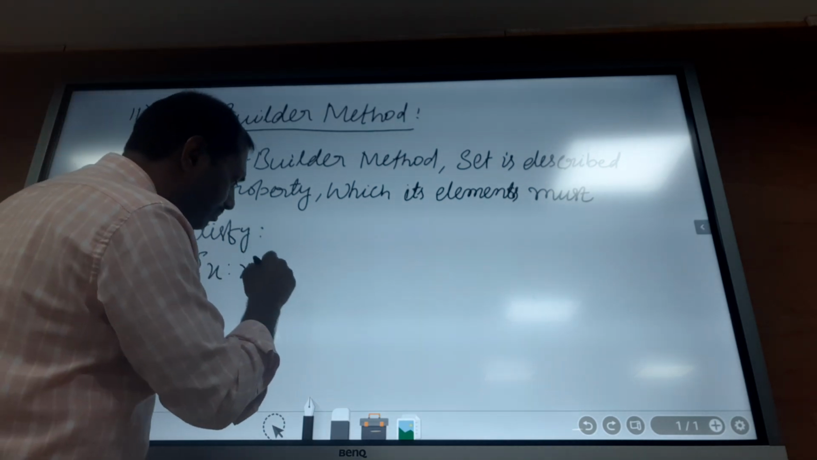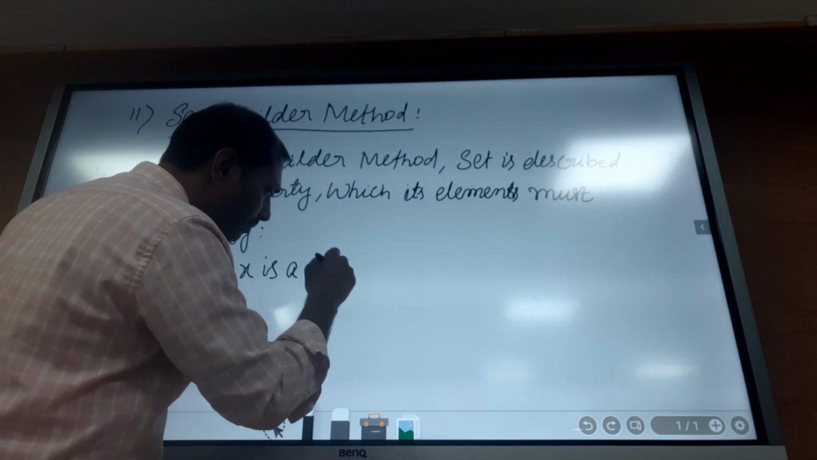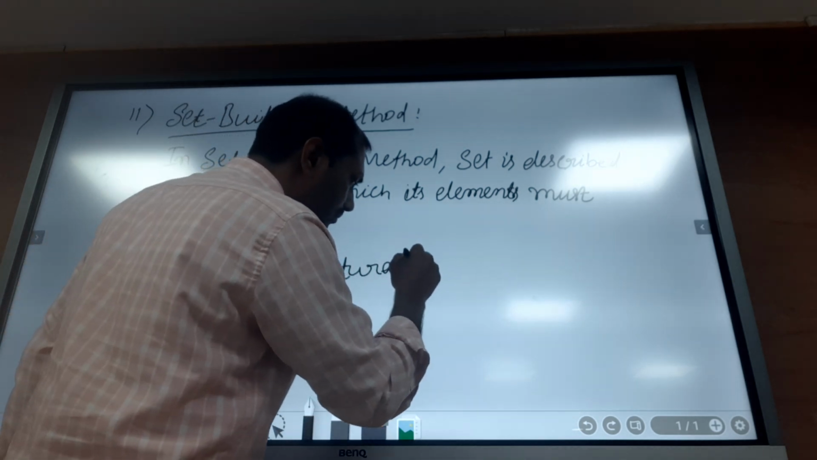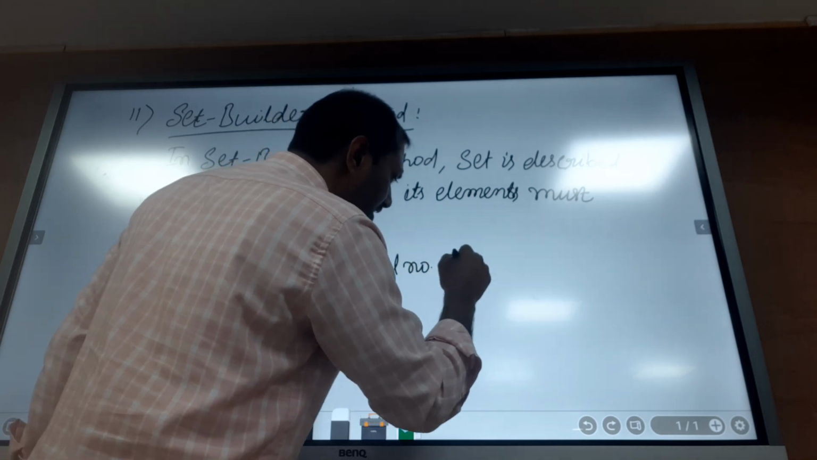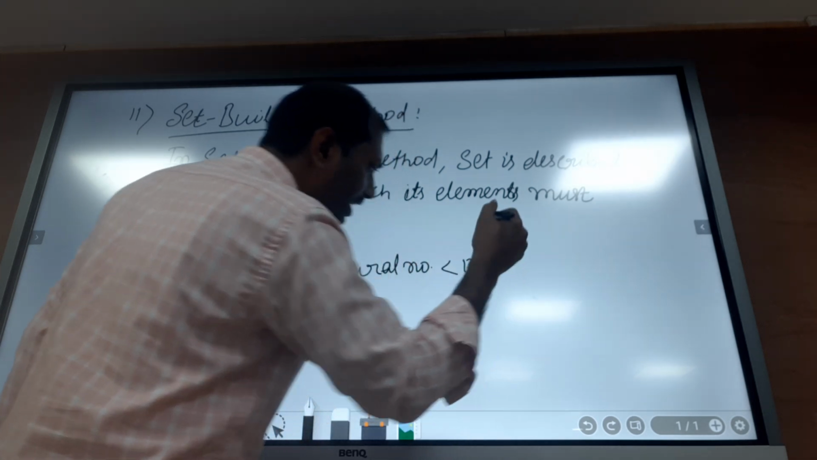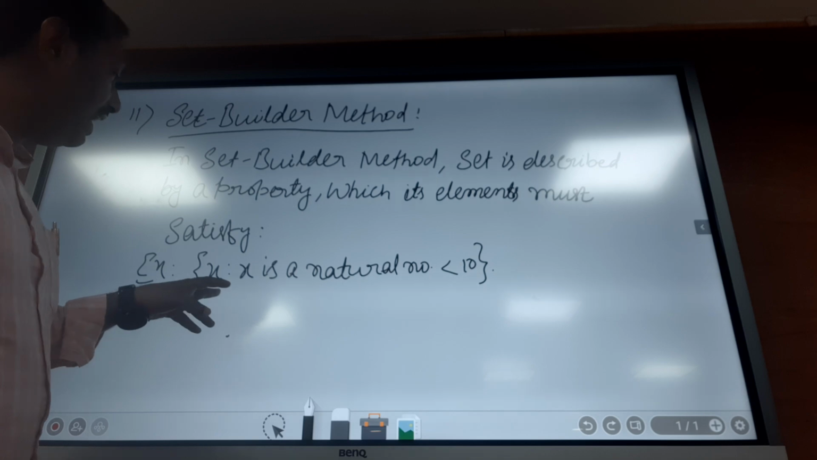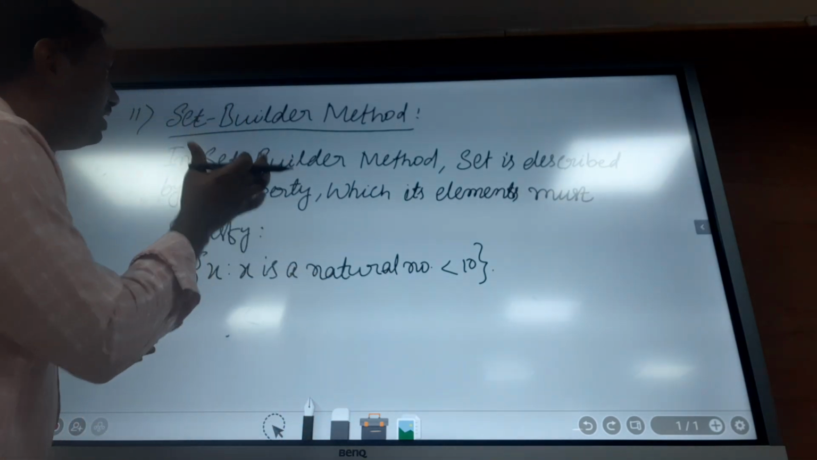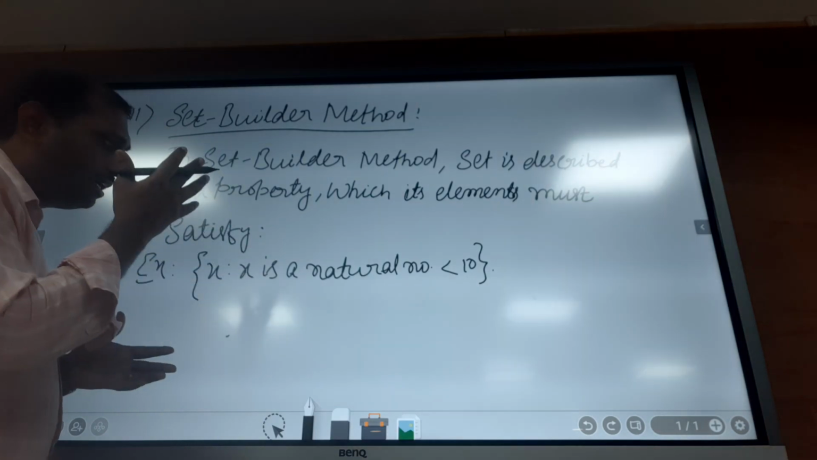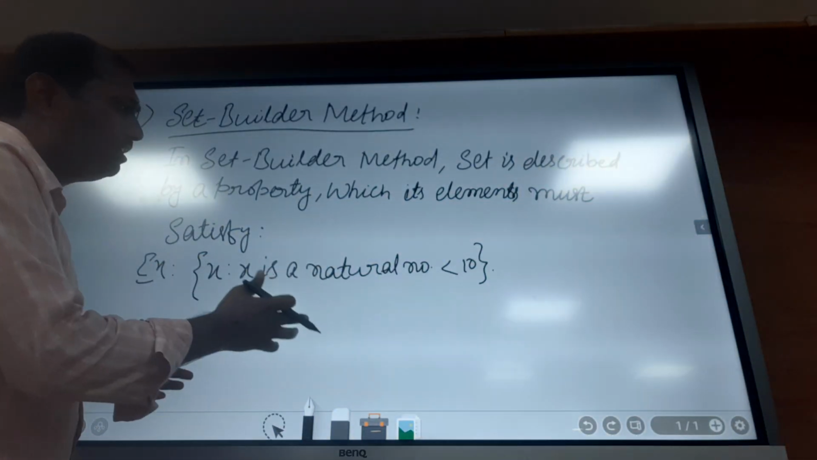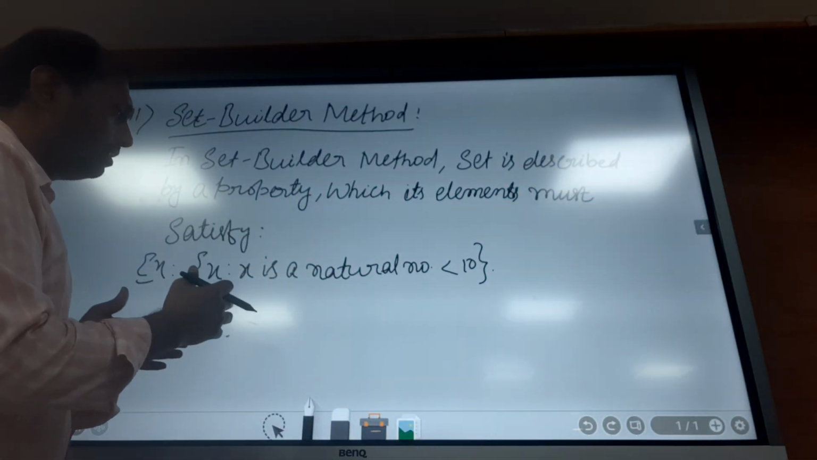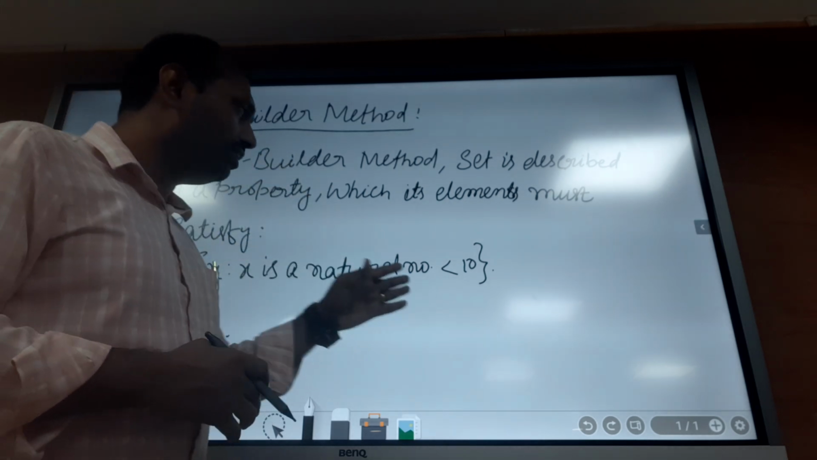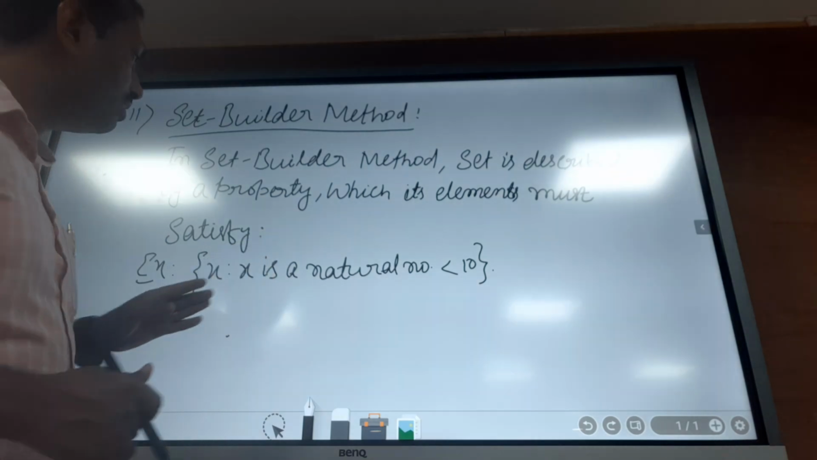For example, x such that x is a natural number less than 10. That means the elements of this set will be less than 10, and they are natural numbers. So we can say that is from 1 to 9, not 10.